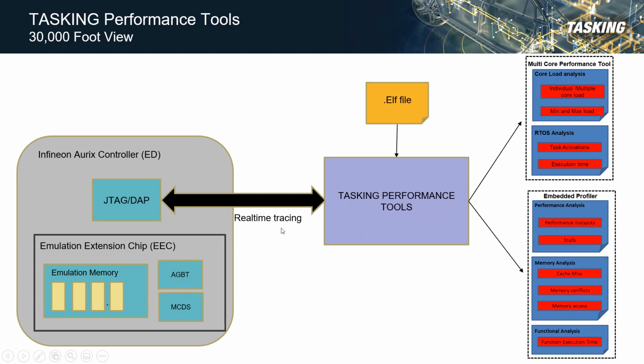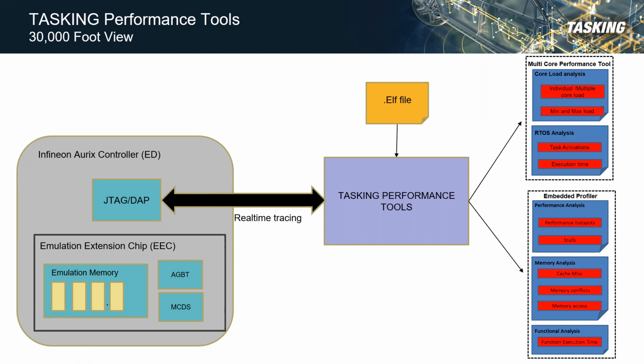So it's significantly smaller, and the impact of that is that as this smaller memory fills up, it has to dump data to the tasking performance tools, and then be filled up again. That's a very iterative process. Both devices will work. Let me clarify that right off the bat. So you can use either an emulation device or a production device with our tools.